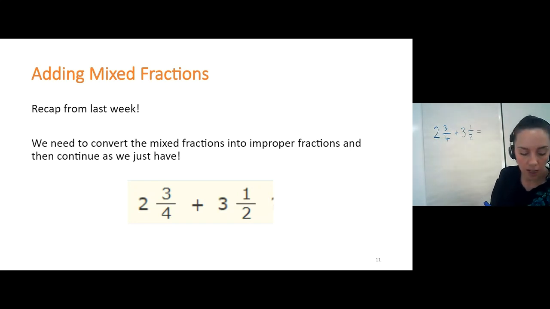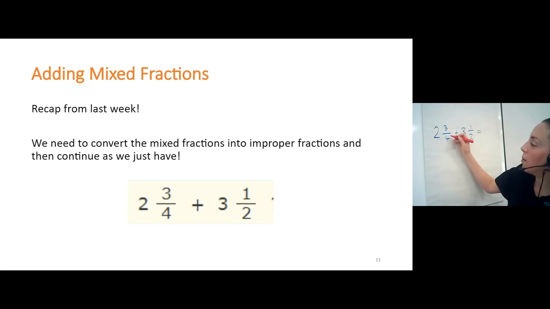Anybody who was here last week, please feel free to have a go, work your way through and see what you get. So if we're faced with this, we need to convert these mixed numbers into improper fractions first. An improper fraction is a fraction where the top is heavier than the bottom. So we do that by multiplying the numerator by the whole number.